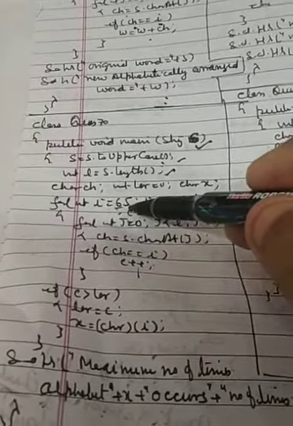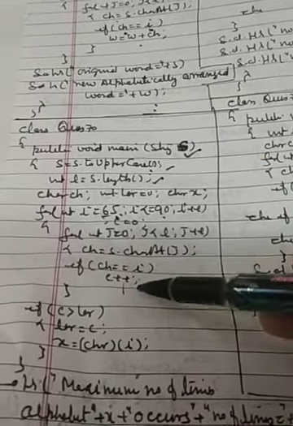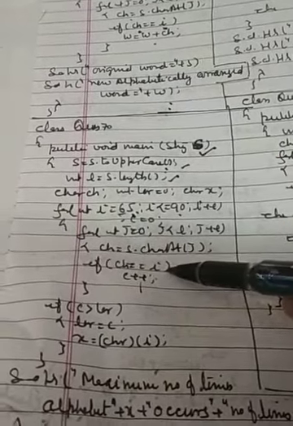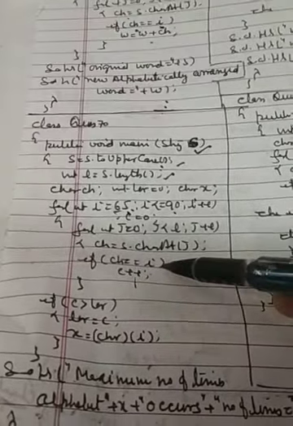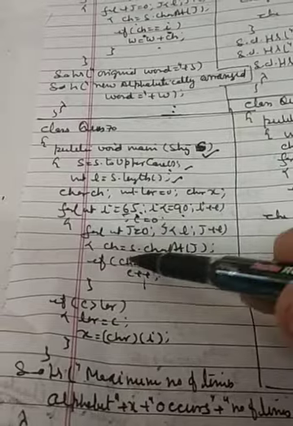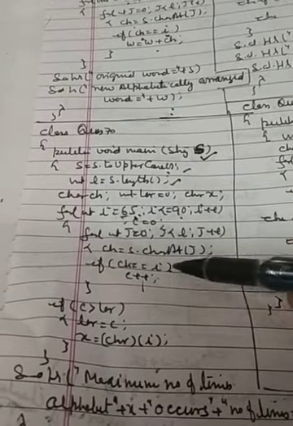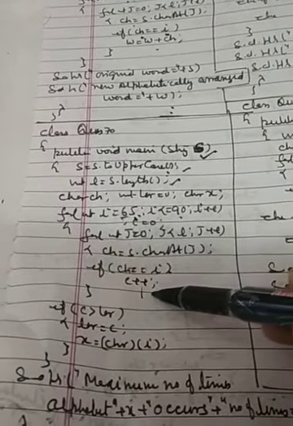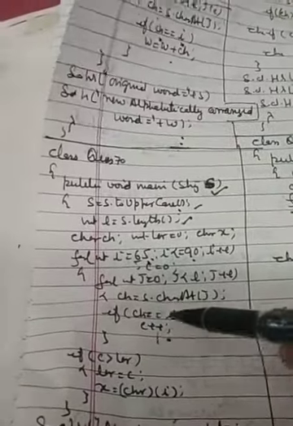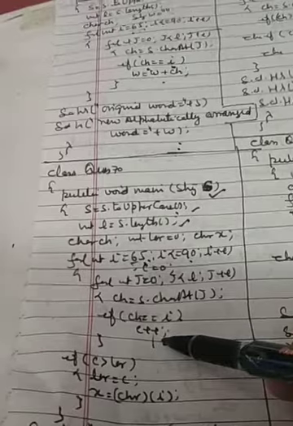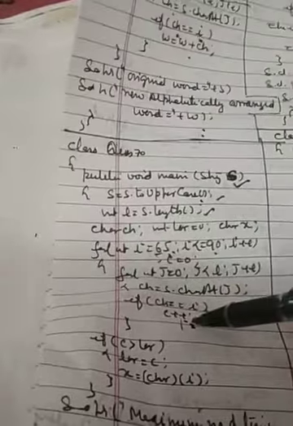The value of I is 65. We are picking every character and checking the ASCII code of 65. That means we are looking for all the A's in the word. And if we find an ASCII code which is equal to 65, we increase the counter C by 1. So what is going to happen? C will find out the frequency of A. Next time, C will find out the frequency of B. Next time, C will find out the frequency of C.